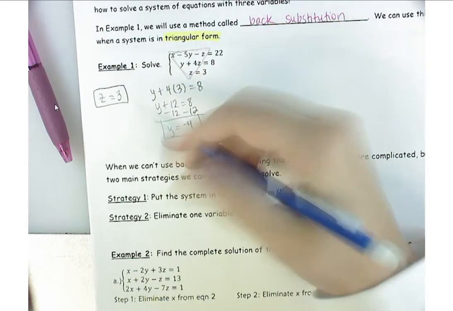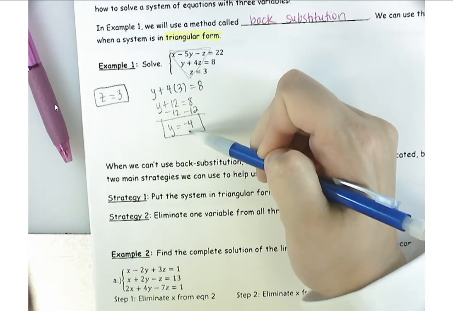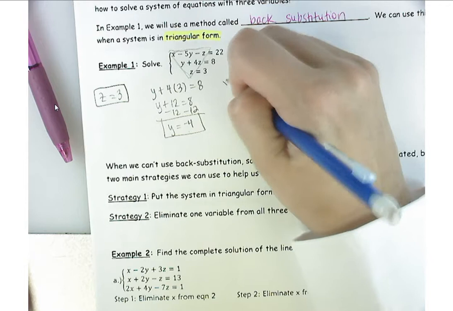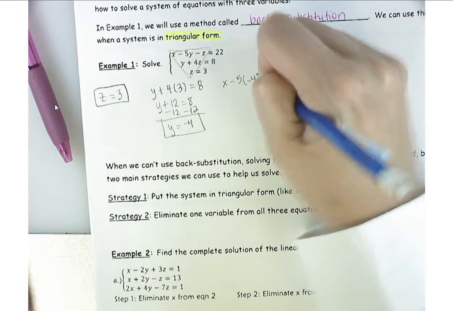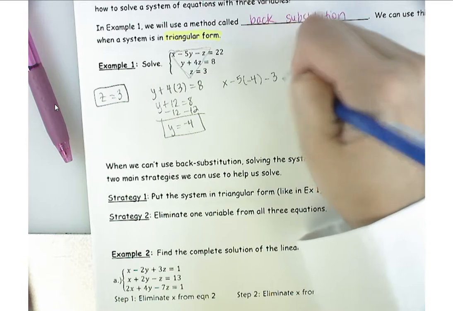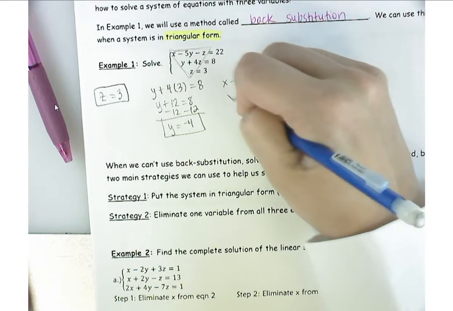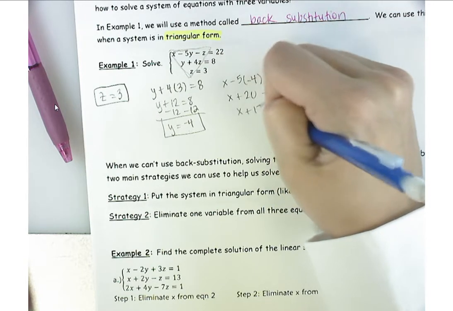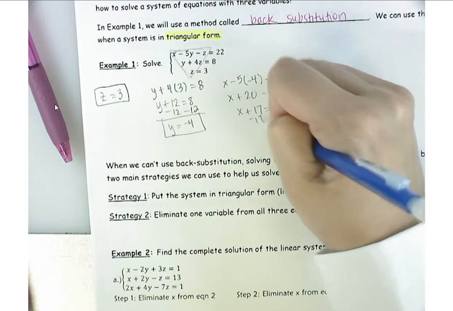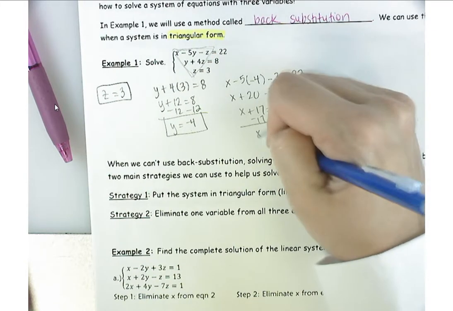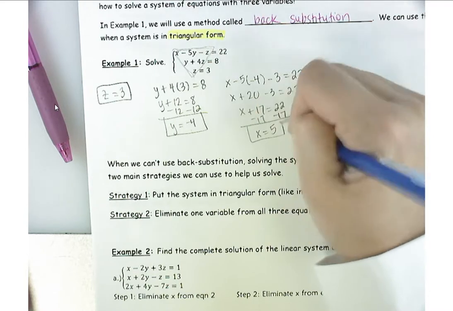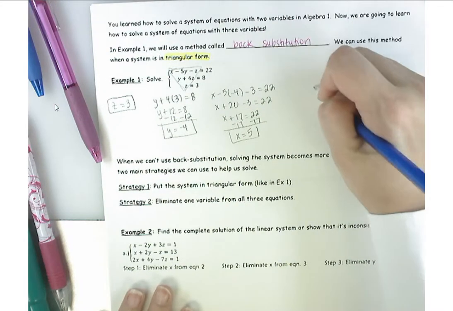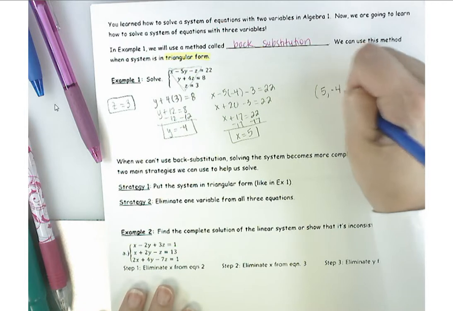And then I can take these two variables and plug them in where? Our top equation, so equation 1. So then I'm going to have x minus 5 times my y value, which is negative 4, minus 3, which is my z, equals 22. So this is x plus 20 minus 3, or x plus 17. So what's the difference between 17 and 22? 5. Okay, and then again, still what you're going to do is write your solution as a point. So this would be 5, negative 4, 3.